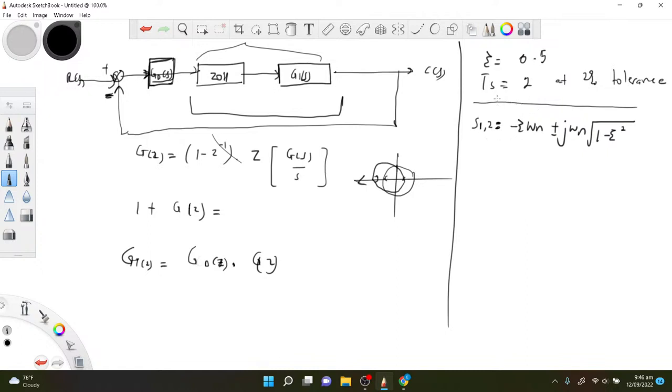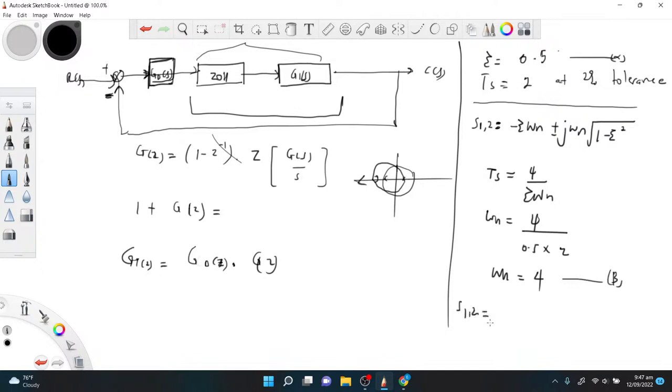So what do I need? I know zeta. I have to find omega n. I know that settling time at 2% tolerance is 4 over zeta omega n. Therefore my omega n is 4 over zeta times settling time 2, so you get your omega n to be 4. Right now I have my zeta and my omega n, so I can find my desired closed loop poles, my desired roots.